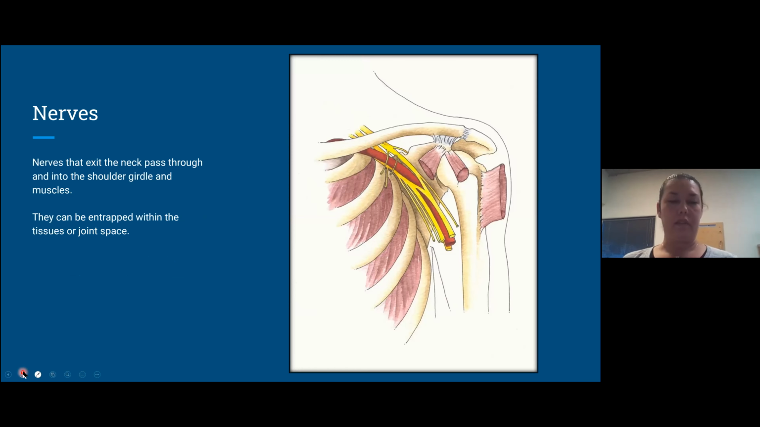Okay, nerves. Some people experience pain that they describe as radiating down their arm, or it feels like tingling or electricity. This type of pain is characteristic of nerve pain. The nerves that exit the neck pass through the shoulder area and can get pinched by bones or tissues, which results in those types of symptoms. So that's going to give you, again, that tingling feeling or that electrical type feeling. That's all nerve type pain.